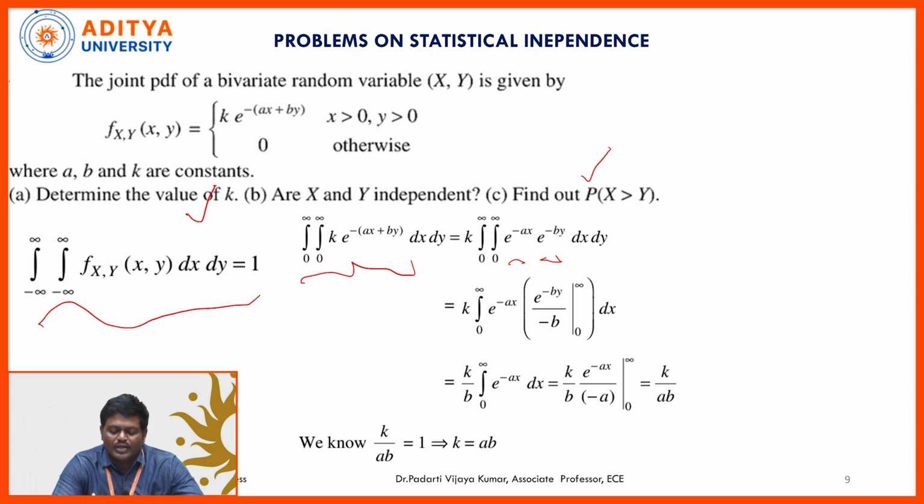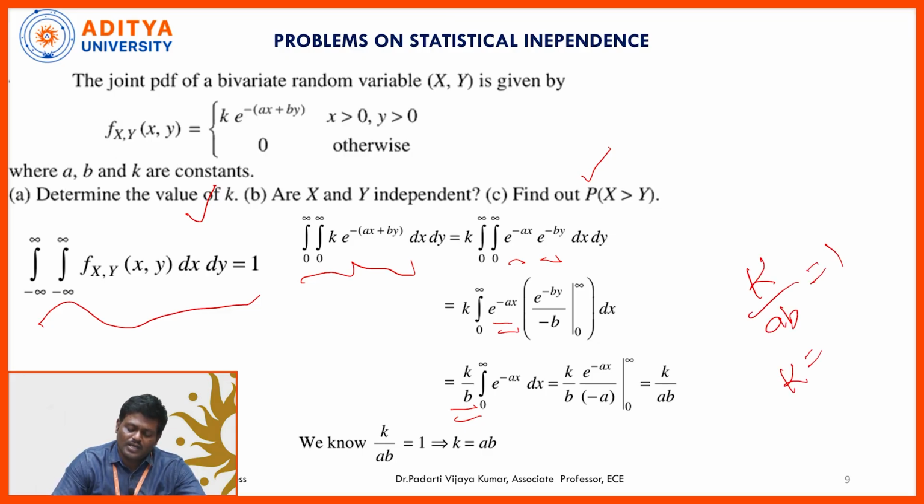First we are doing integration with respect to y; e power minus ax is a constant. Integrating this and substituting the limits, what we will get is 1 by b. So, k by b, again I am bringing outside, integrating e power minus ax, again I will get 1 by a. So, totally k by ab is equal to 1. From this, k is equal to ab.